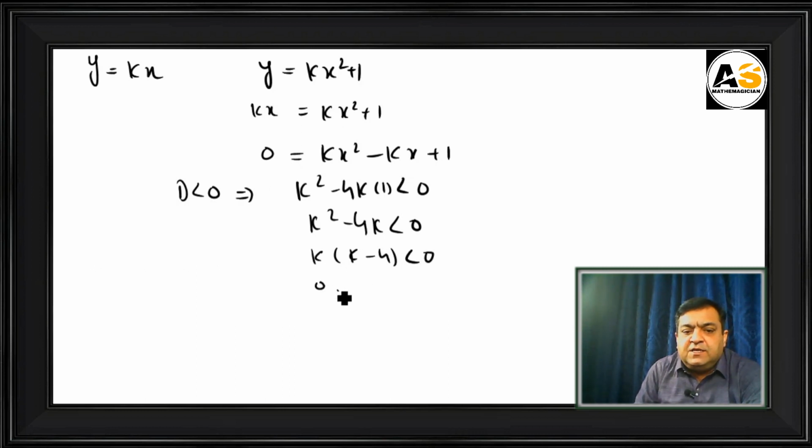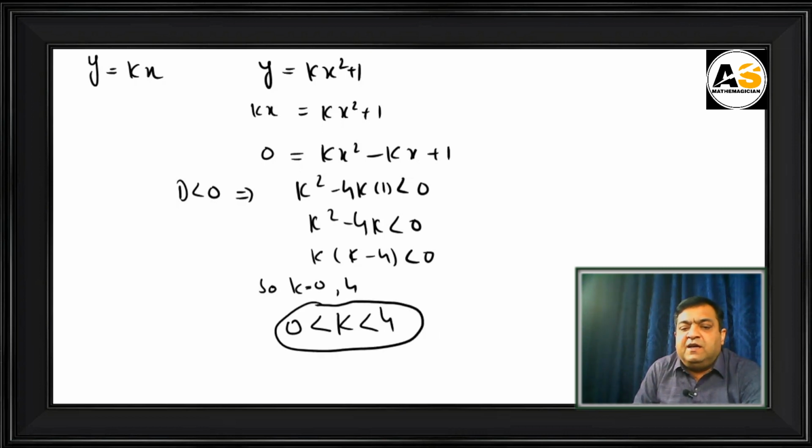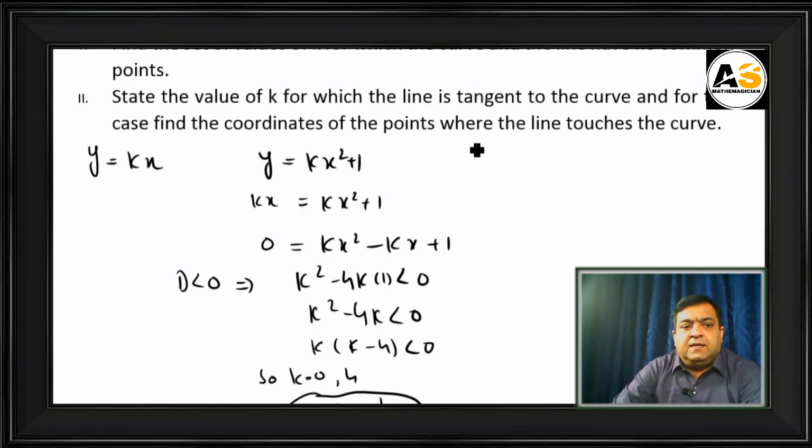0 and 4 are its solutions. Since the coefficient of k squared is positive, this will be negative between the roots. So 0 is less than k is less than 4. These are all possible values of k for which they will have no solutions. Second point: state the value of k for which the line is tangent to the curve.